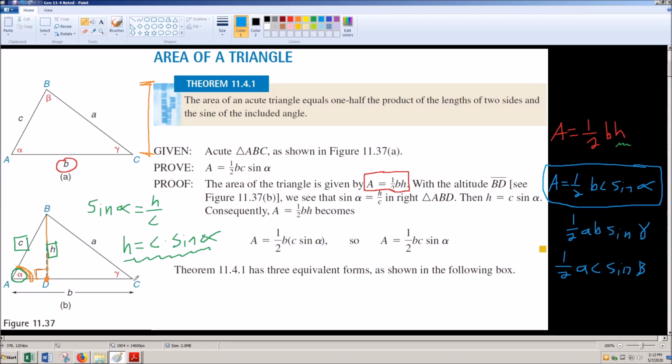So I can drop an altitude down like that, no problem, and I can also drop an altitude down like that, no problem. So that's how we get all 3, and they're all going to be equal because it's obviously just the area of a triangle. Area of a triangle is not changing. So now that we have a proof for this, let's talk about how to actually use it.